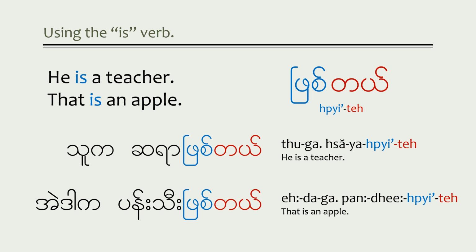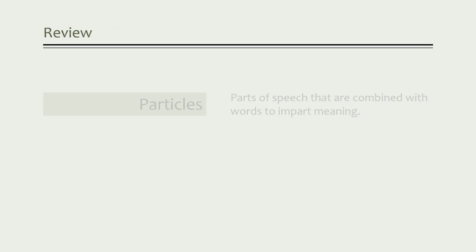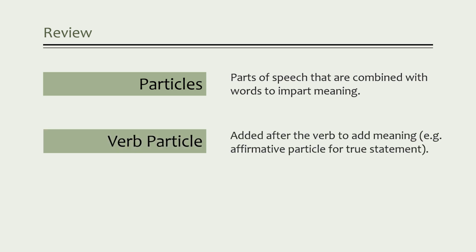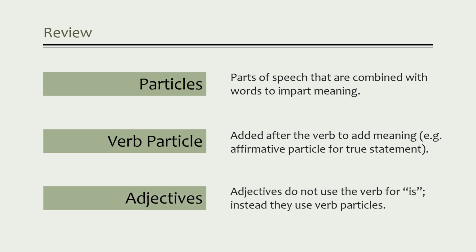Now let's review this lesson. So in review, particles are parts of speech combined with other words to give meaning. You're going to use them a lot, and there are many to learn. Verb particles are added after a verb to add meaning, such as you are coming or you are not coming. Adjectives have no need for the to be verb, for is. Instead, they're treated like verbs and often use the same particles as verbs. And that finishes this lesson.